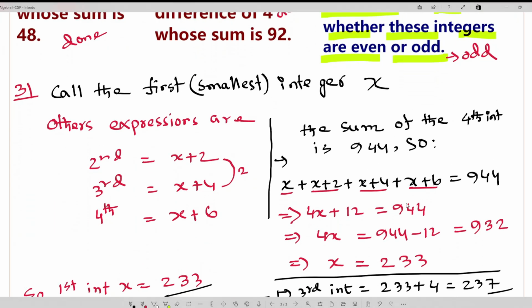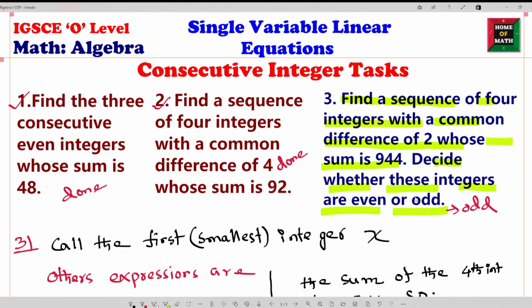Well, today we tried to solve 3 math problems, which are very important on examinations. These types of consecutive tasks you should practice more at home.